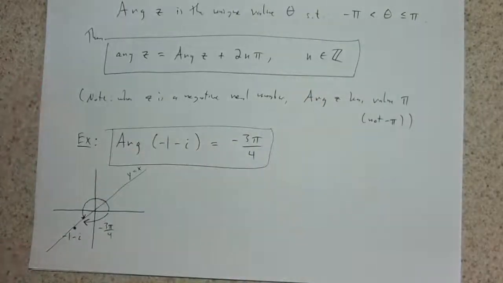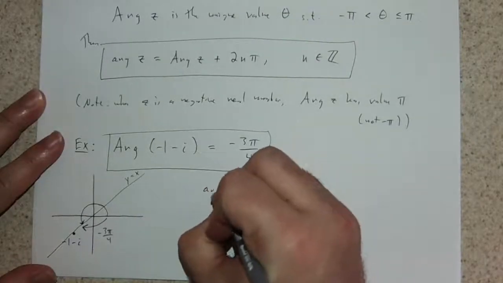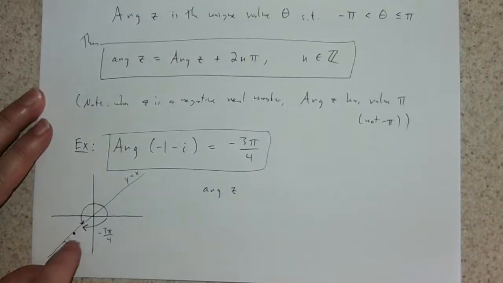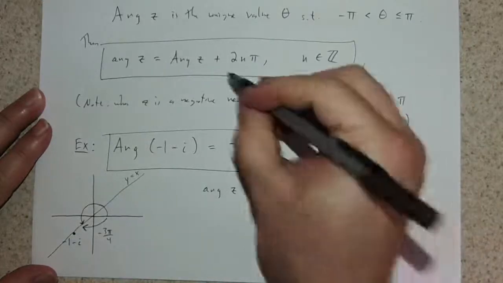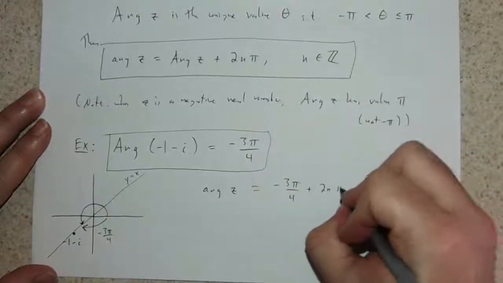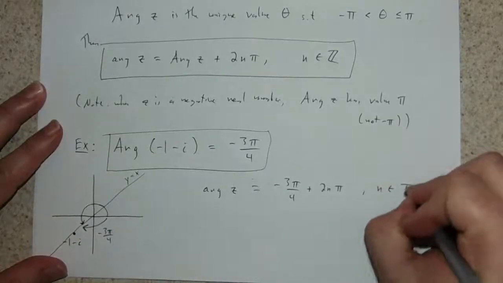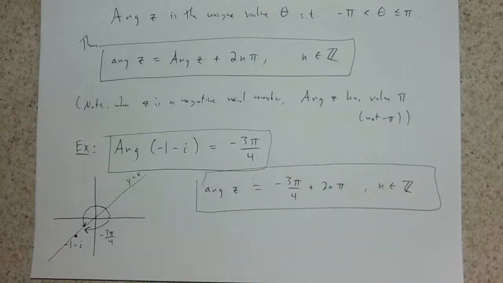Okay. Now it might seem like a lot of work to answer what should be a quick thing, but you get used to it. You get used to quickly computing these things. And of course, if I wanted to talk about arg z, that is the entire set of all possible theta values that would describe that point, that would be minus 3 pi over 4 plus integer multiples of 2 pi, for n in the integers.